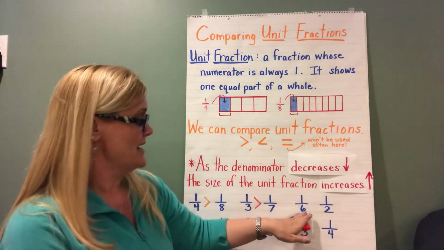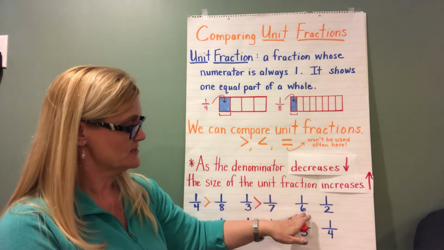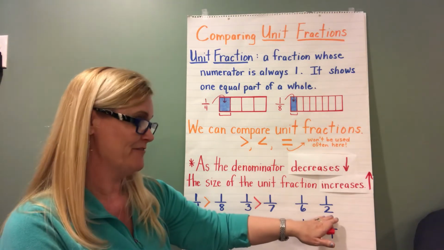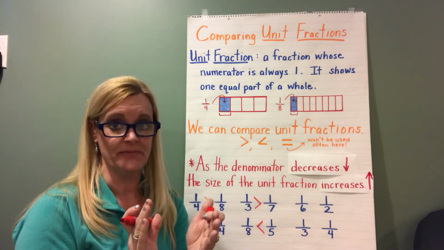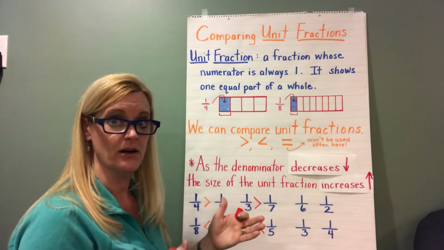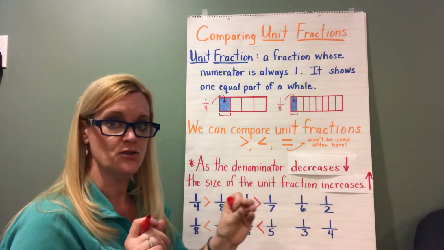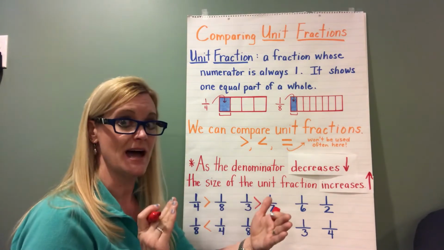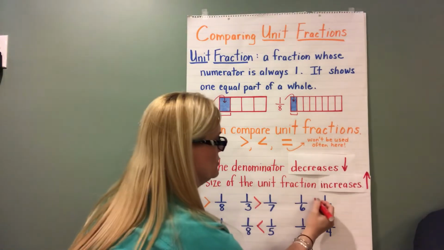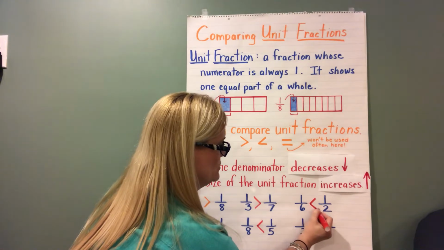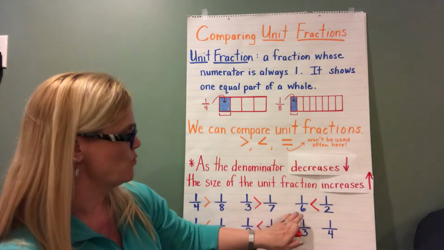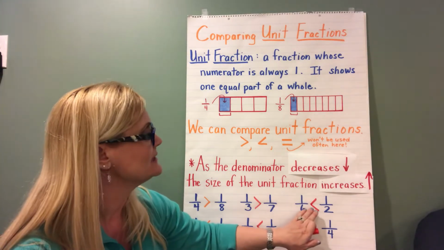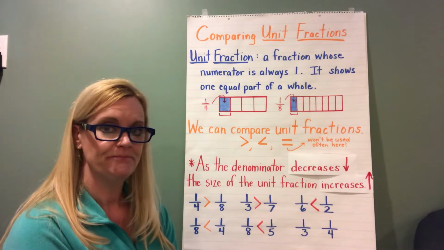Okay? My next fraction, 1/6 compared to 1/2. So 1/6 of something versus a half of something. The half would be bigger. Even though the denominator, the 2, is smaller, that means the size of the piece is bigger. So I would make my symbol go towards the 1/2, and to properly read that, I would say 1/6 is less than 1/2.